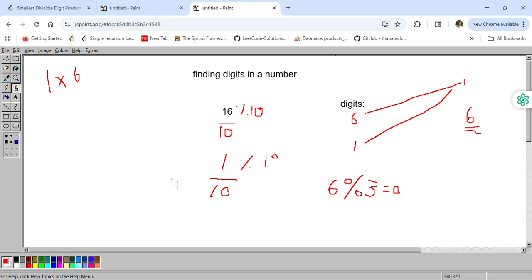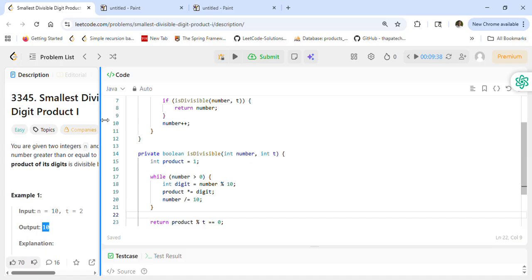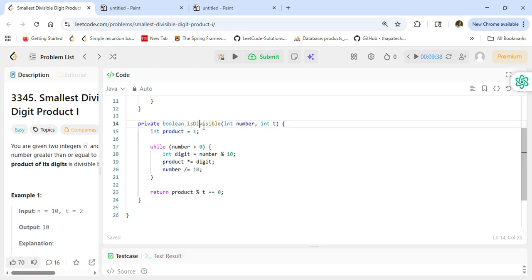Let's go ahead and take a look at the Java code. The Java code is very simple for this one. So this one is what I was talking about. Is divisible: you have a number, and you want to check if the digits product is divisible by 3 or not.